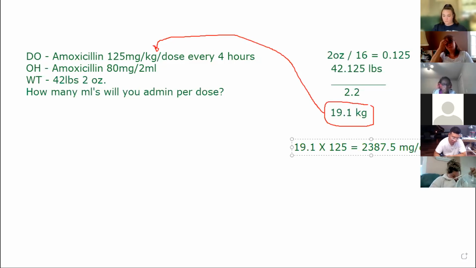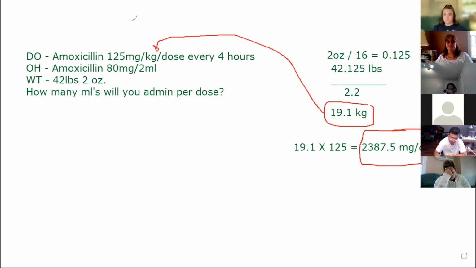Milligrams per dose. Okay. Yes? Is everybody with me? Yes. Okay, thank you for answering. So now this becomes my desired. Okay, this right here becomes my desired.